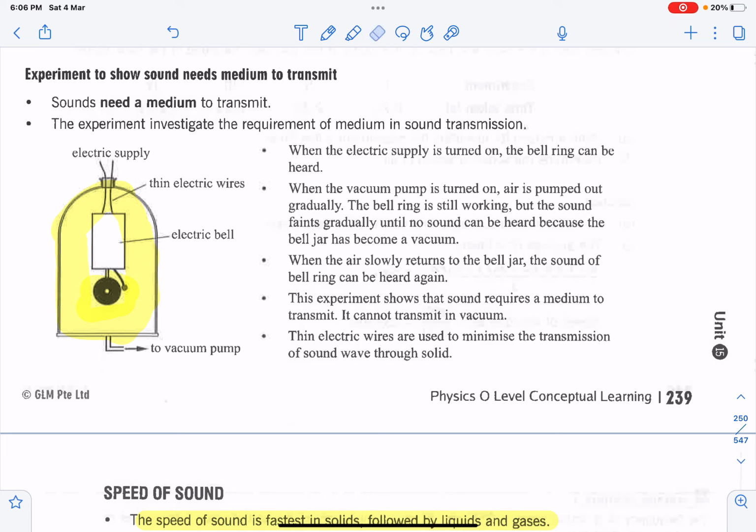What happens then is this yellow colour region highlighted, which is the air inside the bell jar, gets removed through the vacuum pump, and now suddenly there are no more air particles inside, so you create a vacuum condition. Even though the electrical bell is being hit, there is no medium able to carry the vibration to the walls of the glass jar, hence a cascading effect such that you also cannot hear any form of sound. So this is the whole experiment to show that sound requires a medium in order to be transmitted.